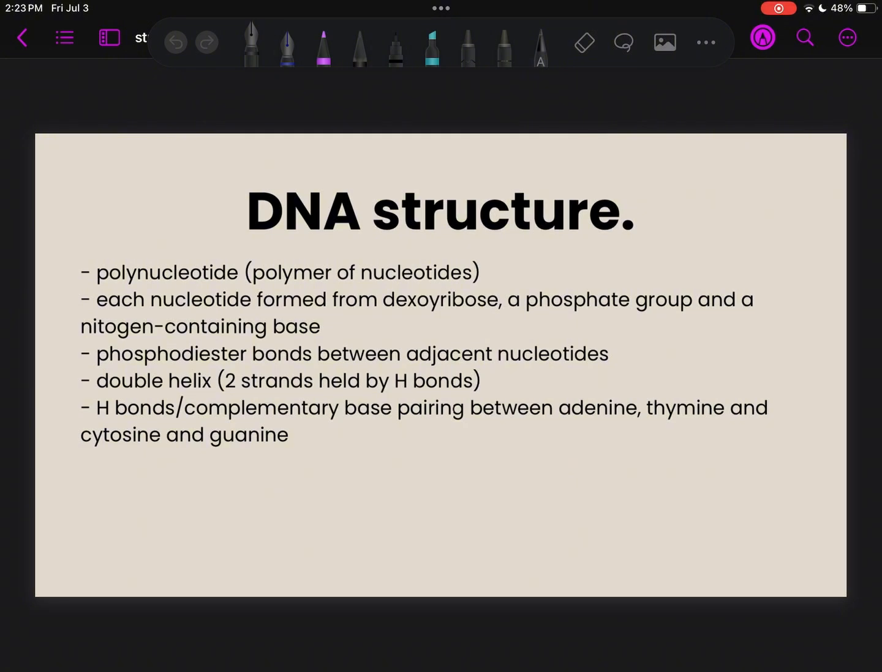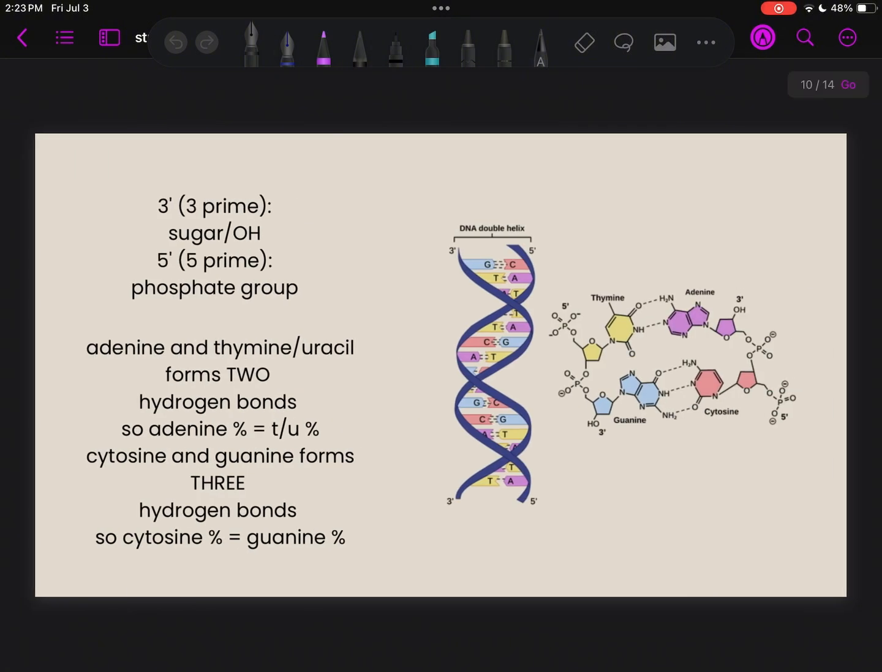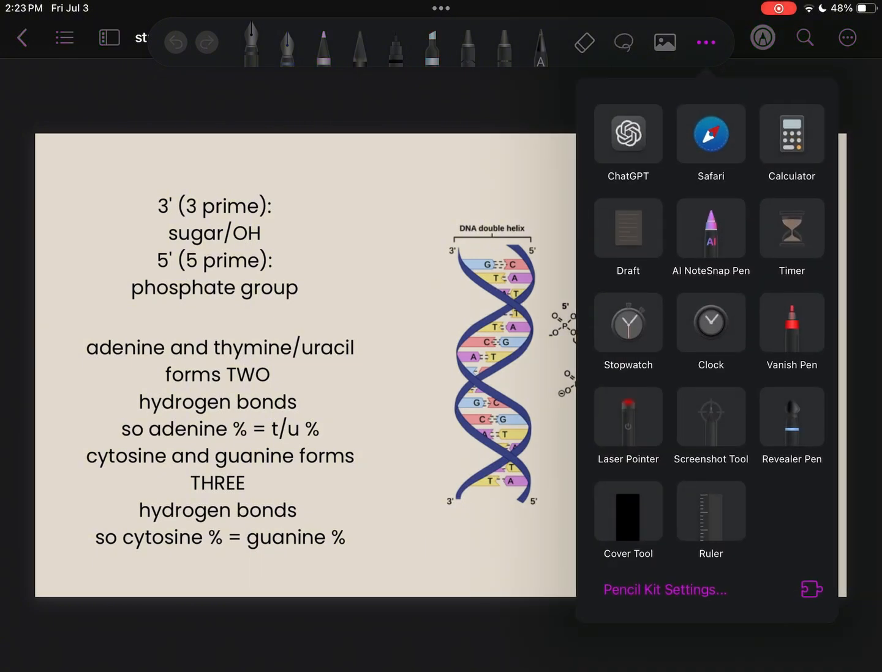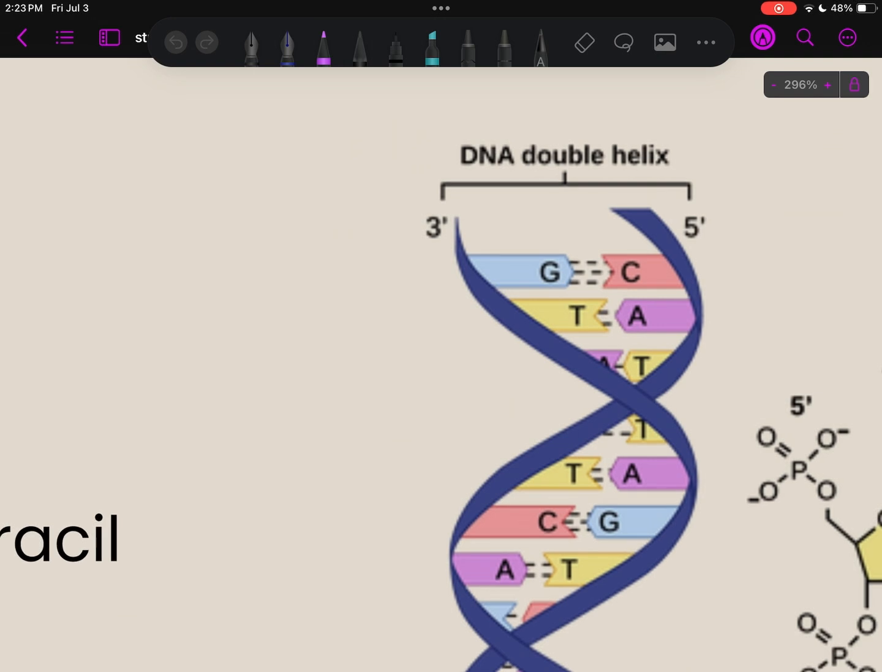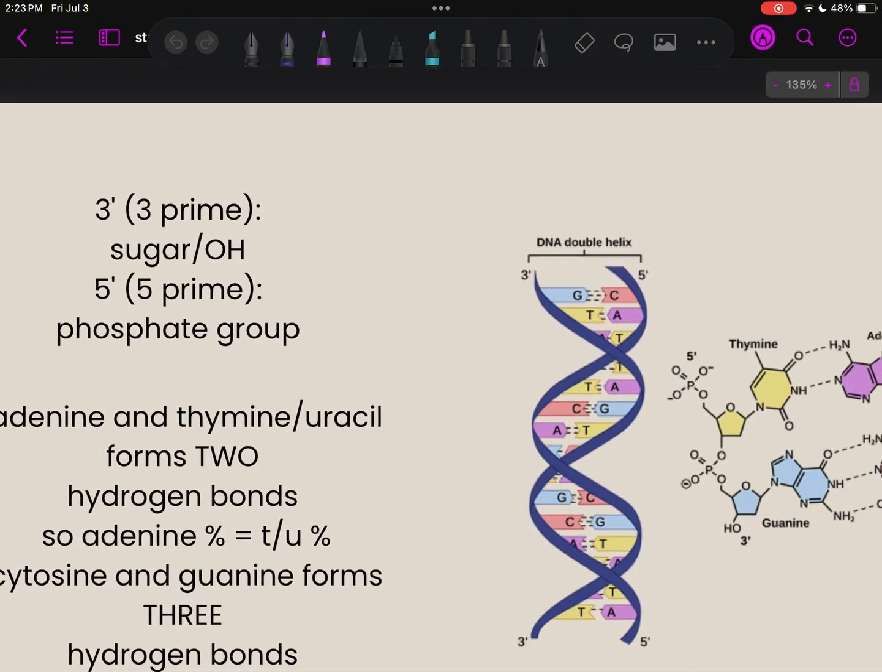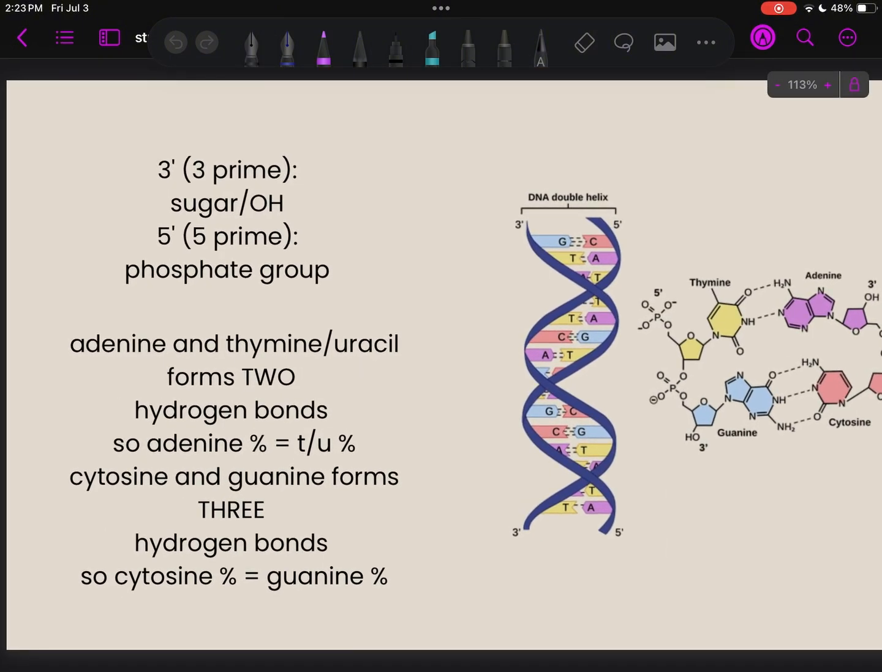And here you can see a structure of DNA, and there's a few points that I really want to point out, so I'm going to get out my handy laser pointer just to make them very clear. If you can see, I'm just going to zoom in. You see these little notations here, which is a 3 with a little apostrophe and a 5 with a little apostrophe. We refer to them as 3' and 5'.